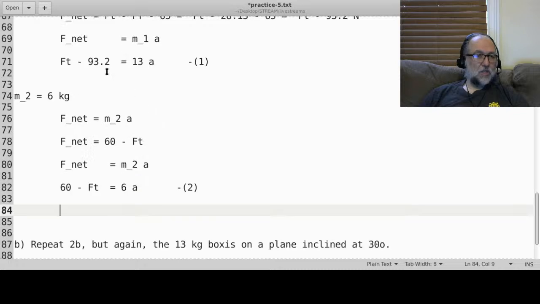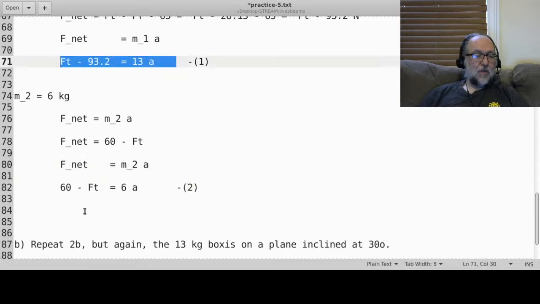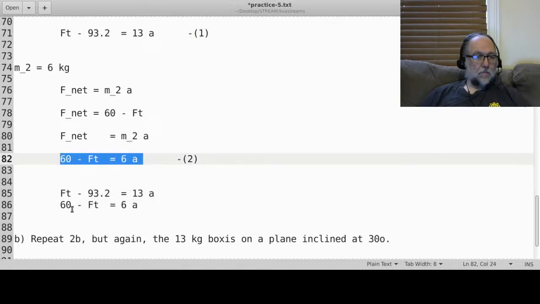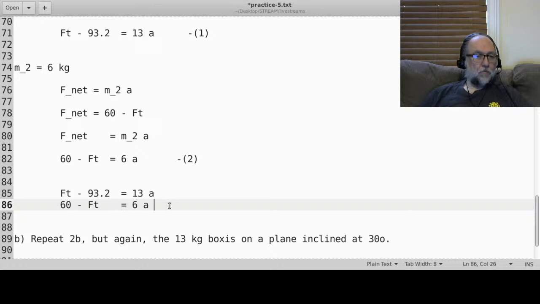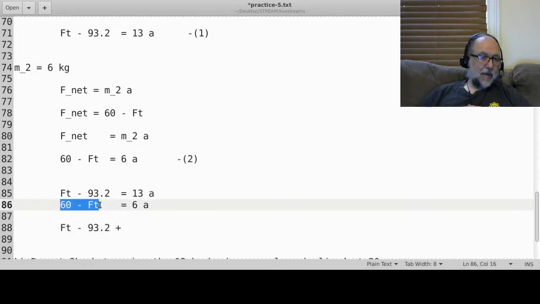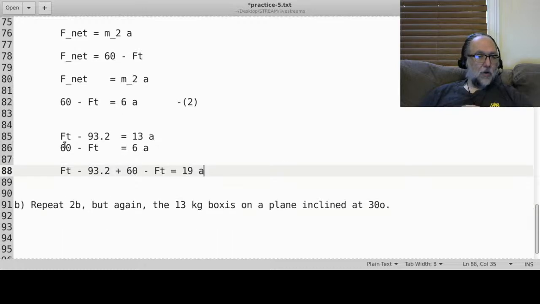And so we're in the same sort of situation as we were before. We've got these 2 equations. And so it always works out that if you add them, the Fts will cancel out. Okay, so if we add these, we'll get Ft minus 32 plus 60 minus Ft. That's going to equal 13 plus 6 is 19a, like that. And notice that you have a positive Ft and a negative Ft. So the positive Ft here cancels that negative Ft there.